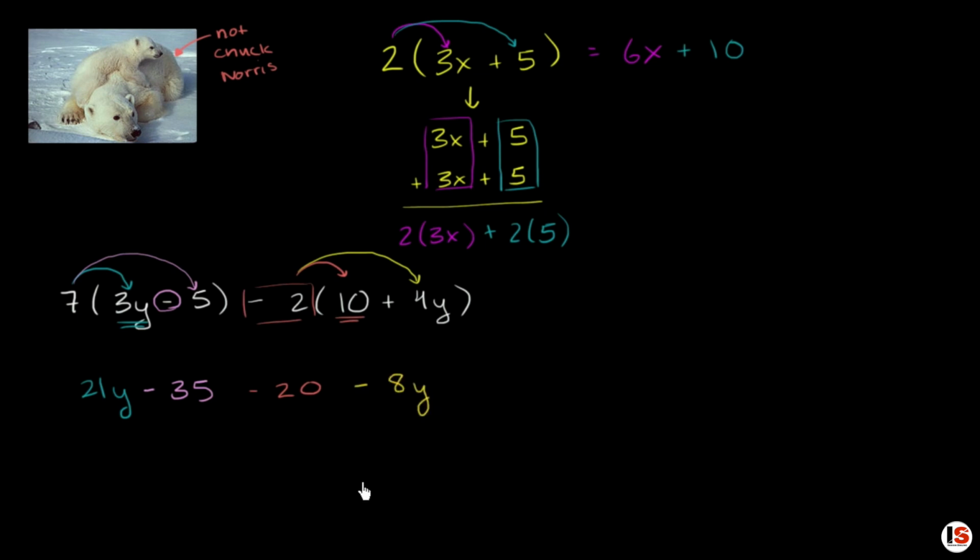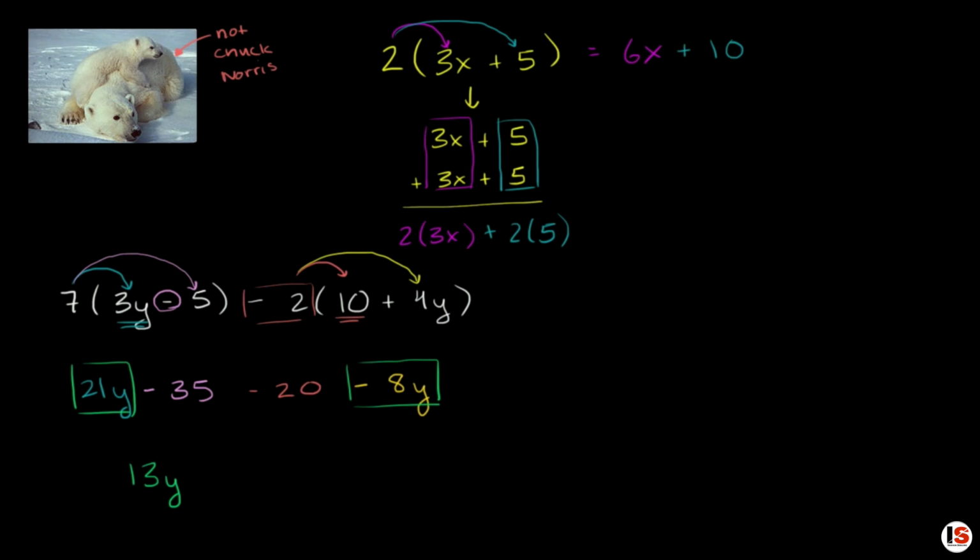And are we done simplifying? Well, no, there's a little bit more that we can do. We can't add the 21y to the negative 35 or the negative 20 because these are adding different things or subtracting different things. But we do have two things that are multiplying y. Let me do them all in this green color. You have 21y's right over here. And then from that, we are subtracting 8y's. So if I have 21 of something and I take 8 of them away, I'm left with 13 of that something. So those are going to simplify to 13y's.